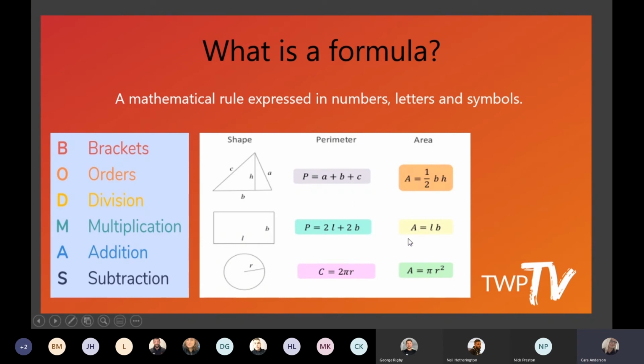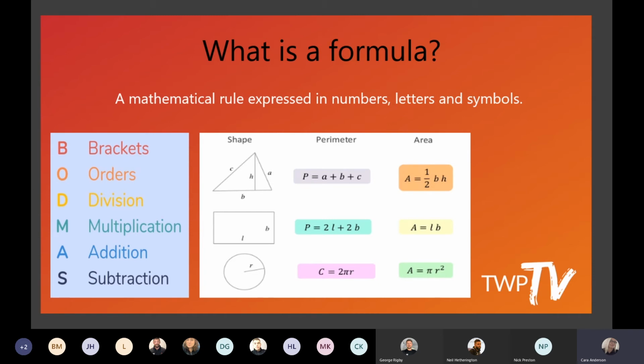Order is, if you can see on the screen, where you've got your circle, the area of a circle. Here you've got your radius squared. So that order is relating to that squared part. So anything with a squared in it, you need to do first before you then go on to your division, multiplication, addition, and subtraction. There's also one basic rule that you need to remember when you're using formulas.